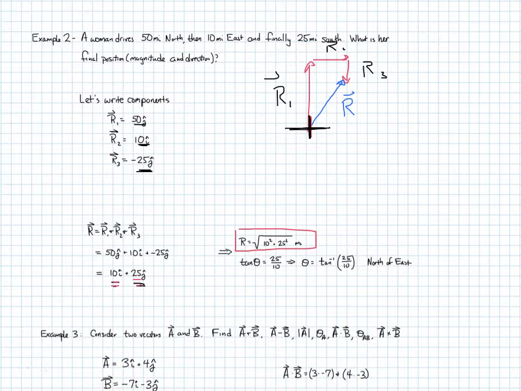And the angle goes as the j component over the i component. So the tangent of the angle, which in this picture is that angle right there, theta, goes as 25 over 10. We could calculate that as the inverse tangent of 25 over 10. And if you look at the picture, we implied that that's north, that's east. So that must be north of east.